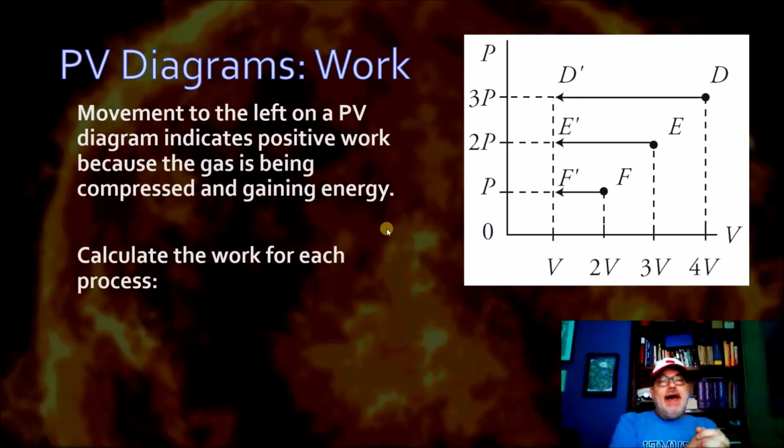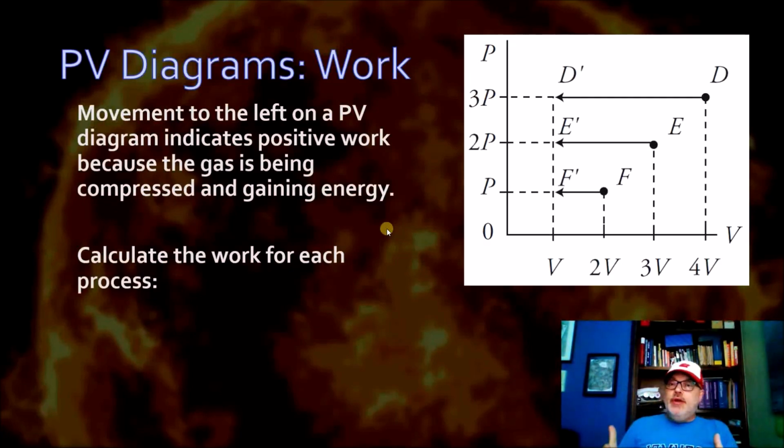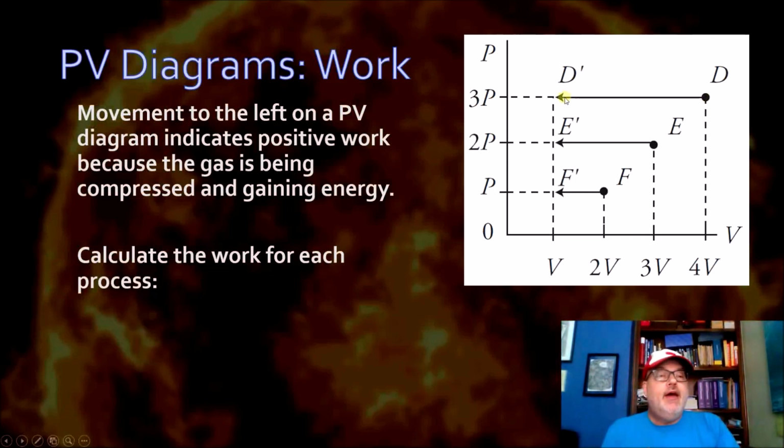When we move to the left, what's the work going to be now? Well, when we move to the left, we're going to have a negative change in volume, but our equation is negative P delta V, so we end up with positive work whenever we move to the left. So all of these, any kind of movement to the left is positive work. So can you calculate how much work each one of these processes does in terms of P and V?